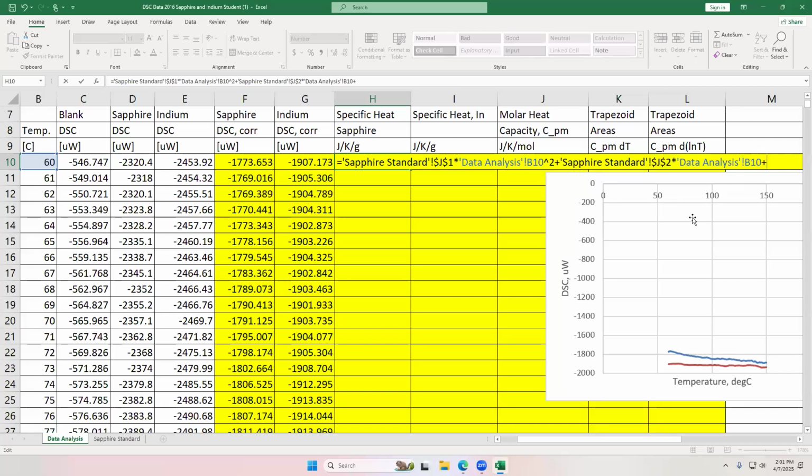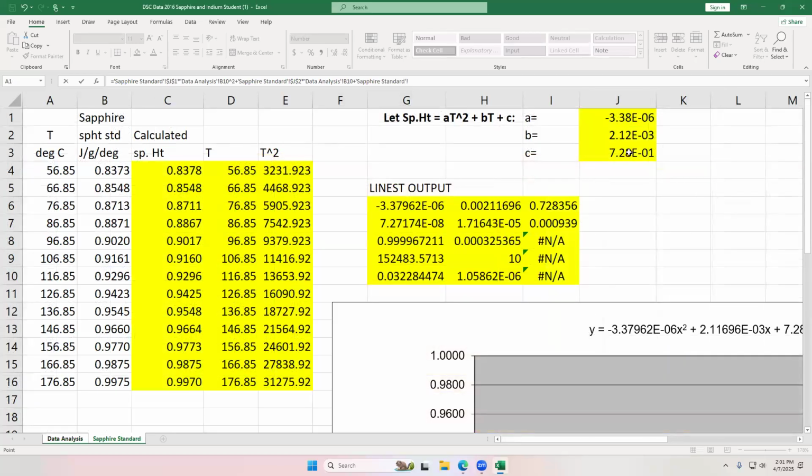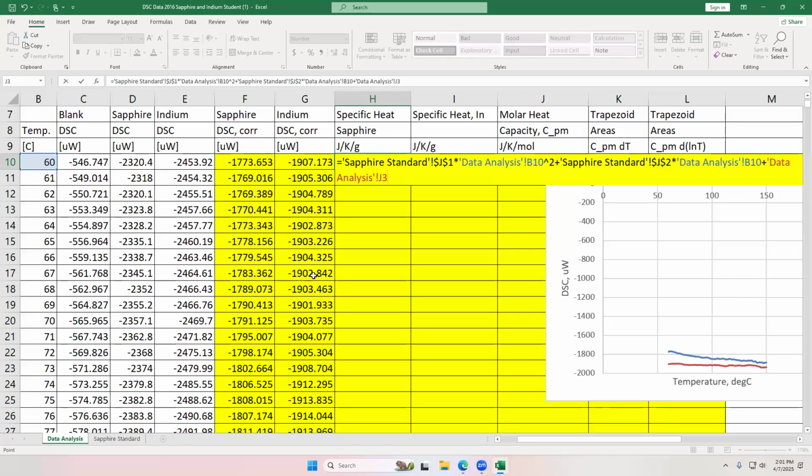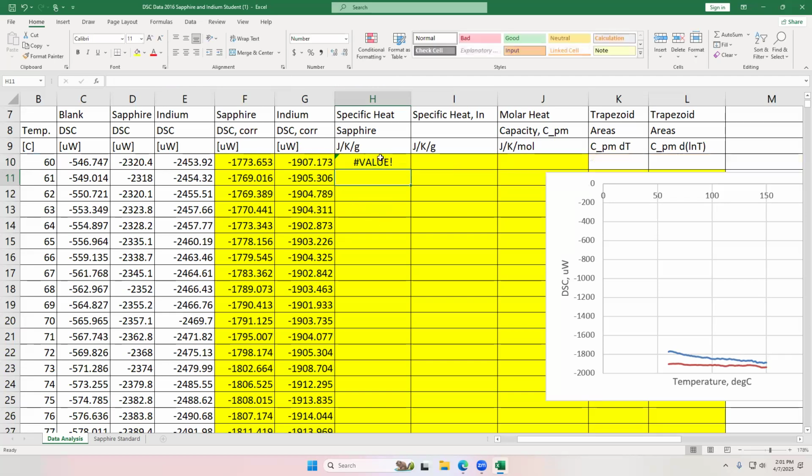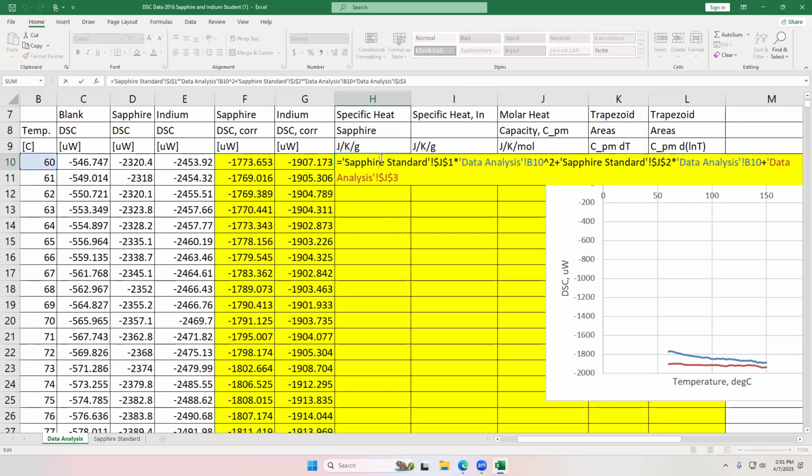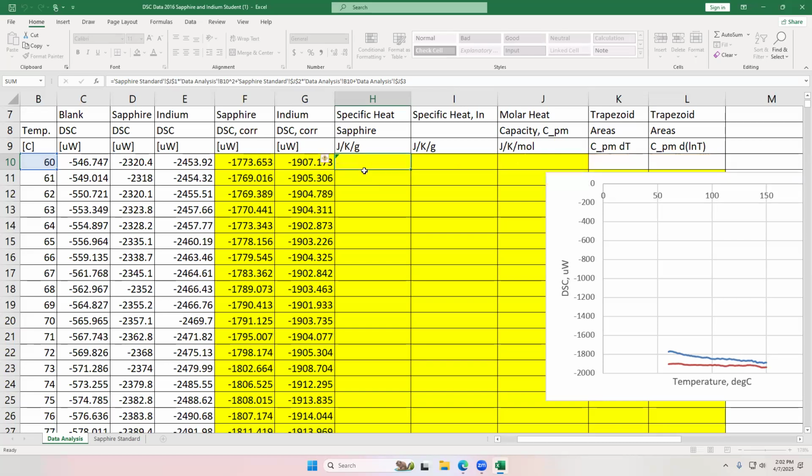Plus, finally, J3, right? Sapphire standard cell J3, and go back to data analysis. I have it right there. And that J3, when I copy that down, I don't want that to change, so I put dollar signs on it. And that's, oops, what doesn't it like? Oh, the second one, B10 squared, B10 plus J3. What's wrong with it?